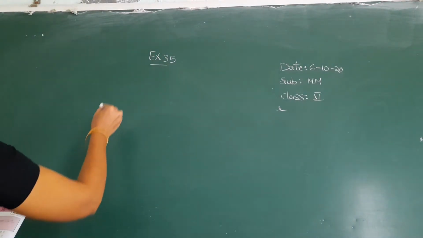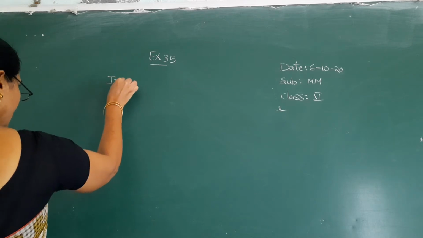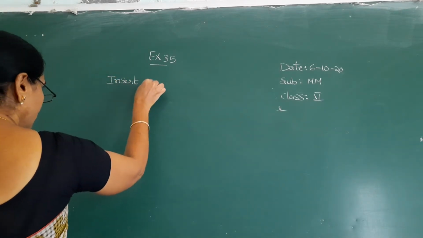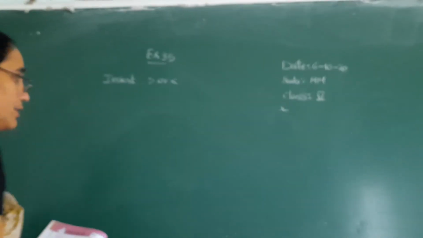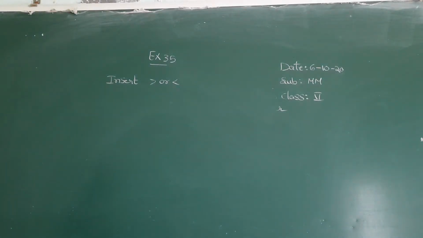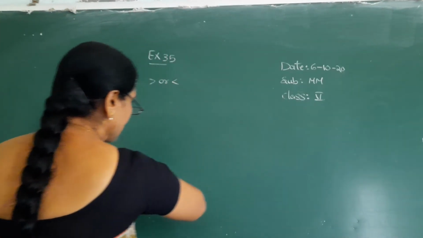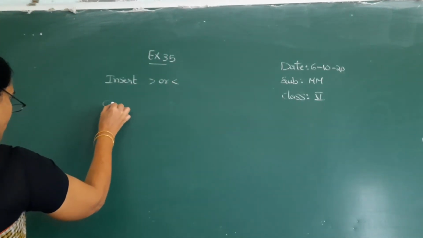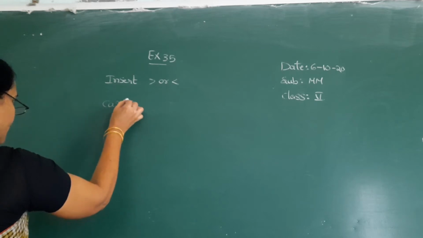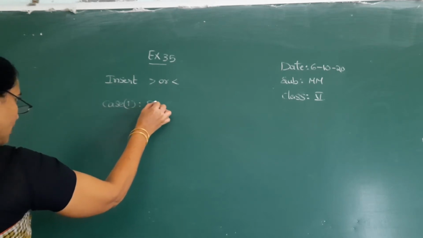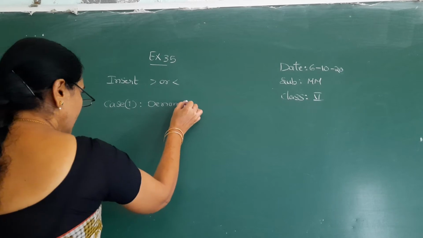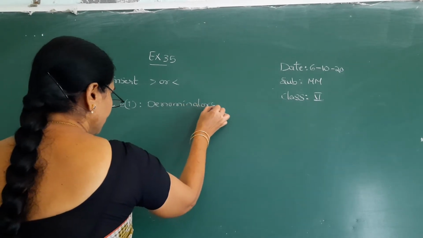See here they are asking to insert the sign. So in whole numbers already you are very well in comparison of numbers. But in the case of fractions, how to compare the numbers? Comparison of numbers. Observe here, 3 cases are there. Case 1, denominators are same.